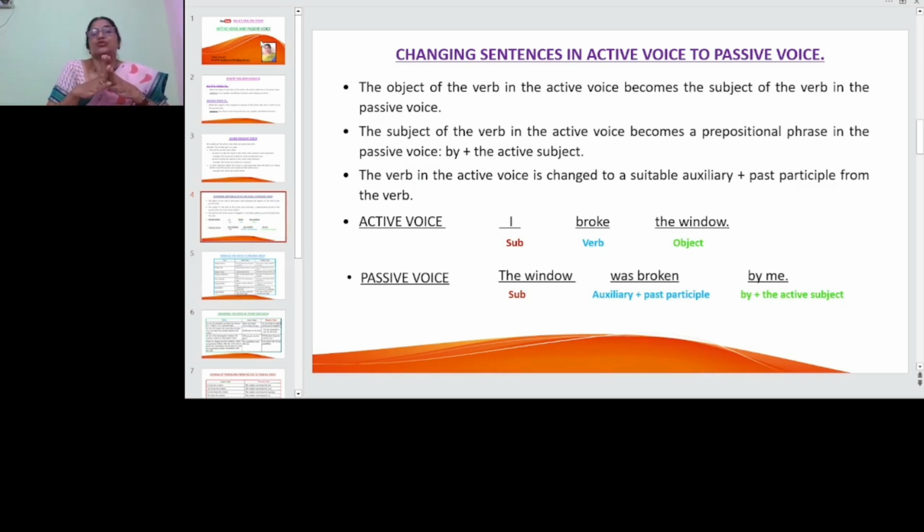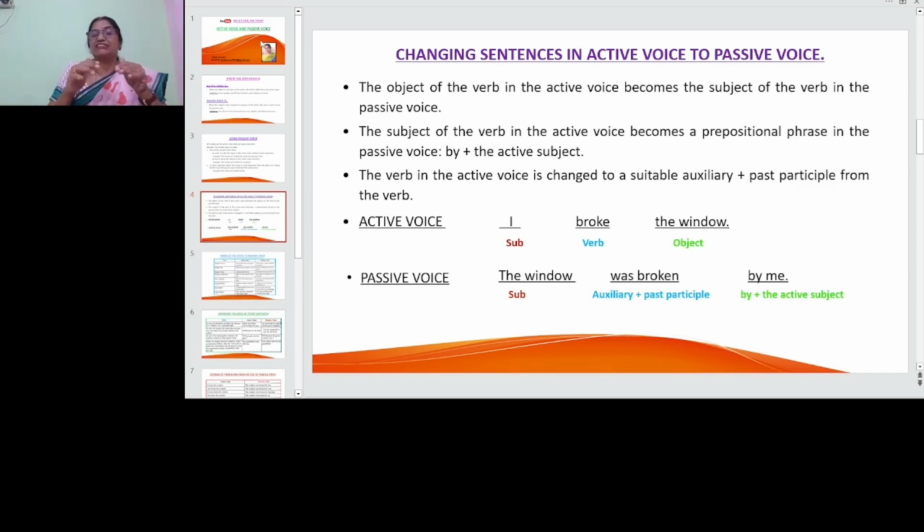Now, one example, you see, I broke the window. Here the subject is I, broke is the verb and the window is the object. Now, what are the rules we have to follow while converting the active voice sentence to passive voice? So the first rule is the object of the verb in the active voice becomes the subject of the verb, as I already told you. Now, for example, look at this sentence, I broke the window. So what is the subject here? I. What is the verb? Broke. What is the object? The window. So the window will become the subject, right?